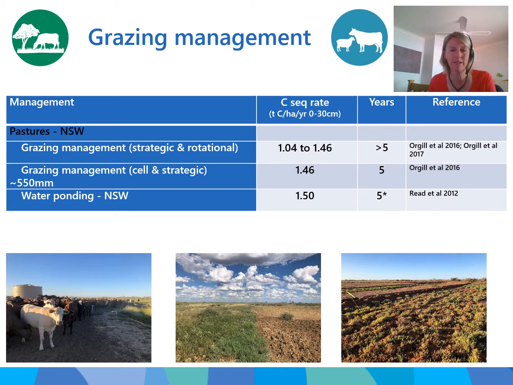Another example in this table here is water ponding in New South Wales, where what we've done is we've created an environment which can capture nutrients and moisture so that more photosynthesis can happen and more organic matter accumulation can occur.